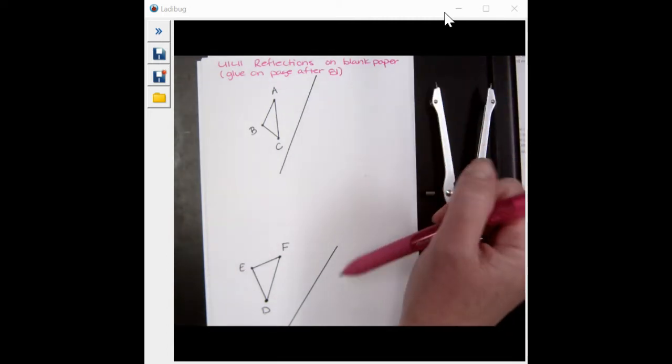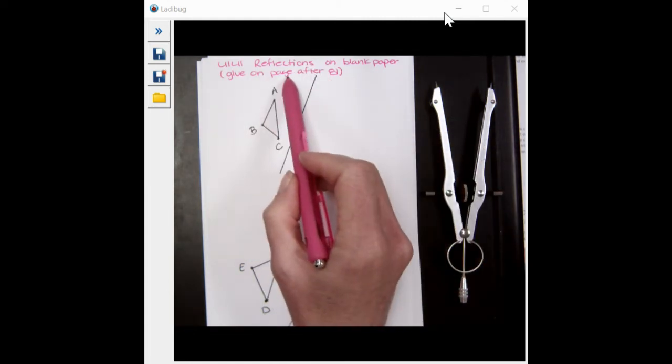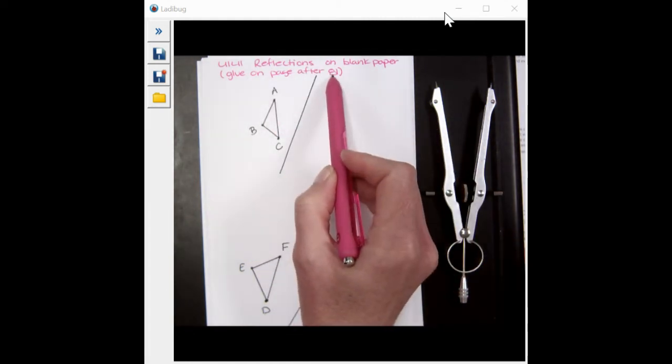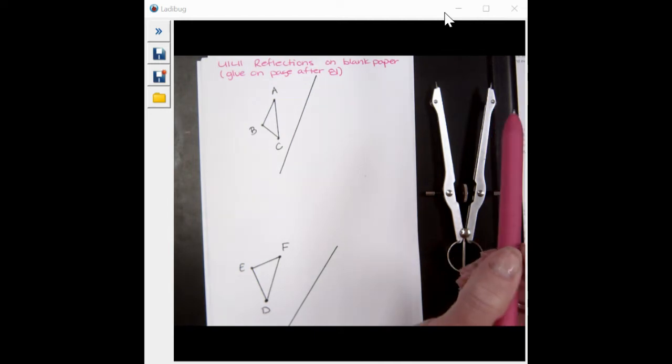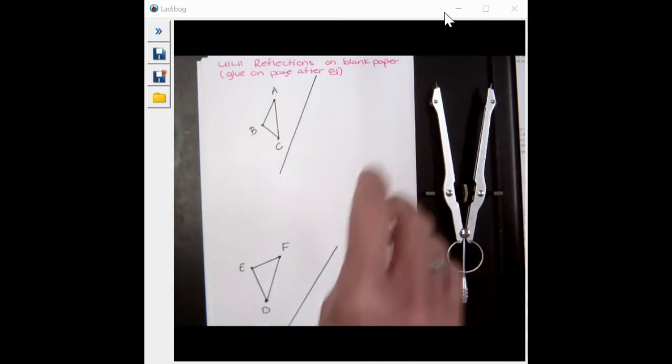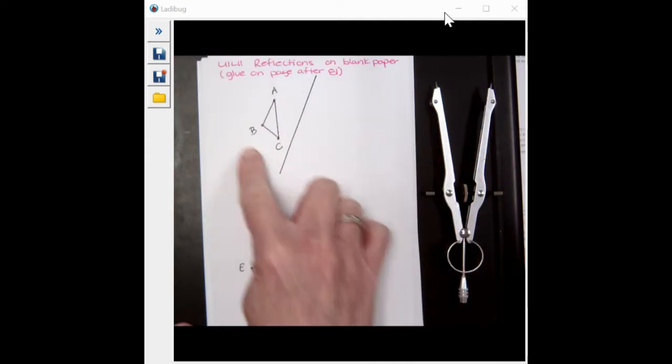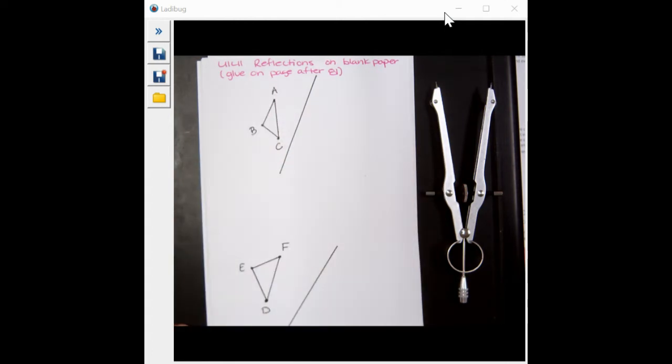This note page, we're going to glue onto the page after 81. You'll notice the page after 81 is a blank page in our book. So if you're at home, you could pause this video and draw a similar picture to this and do the construction along with me at home.